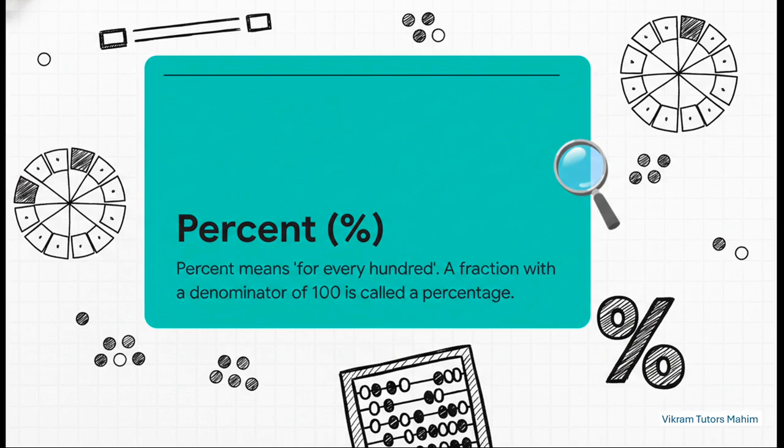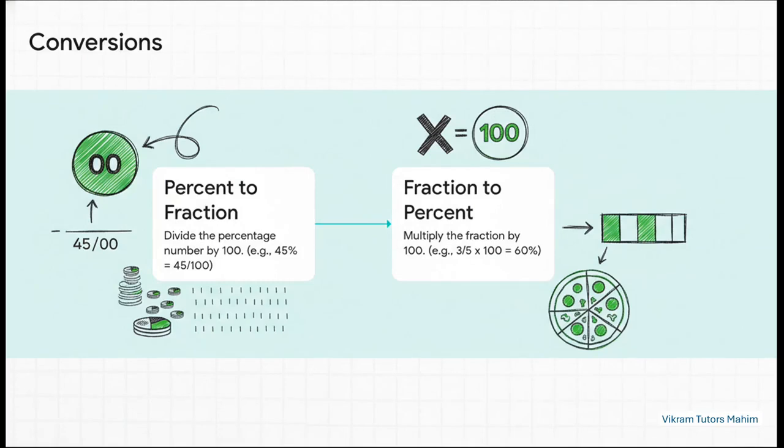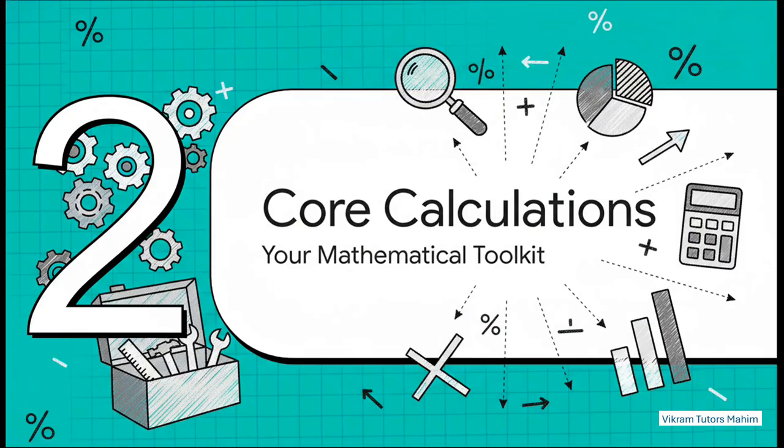So if someone says 8%, they're really just saying 8 out of 100. And because of that, switching between percentages and fractions is a piece of cake. It's a two-way street. If you want to turn a percentage into a fraction, you just put it over 100. So as you see here, 45% is just 45 over 100. And to go the other way, from a fraction to a percent, you just do the opposite. You multiply by 100. So 3/5 times 100 gets you 60%. Simple.